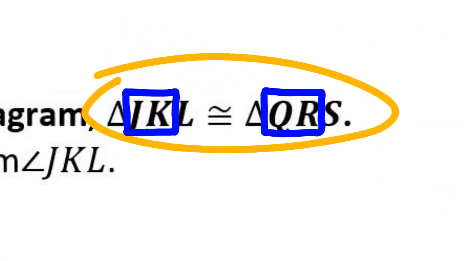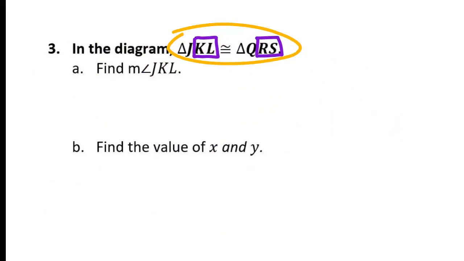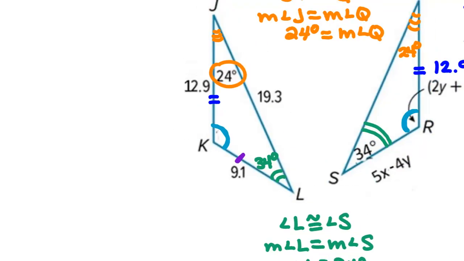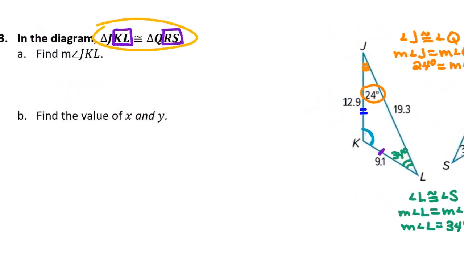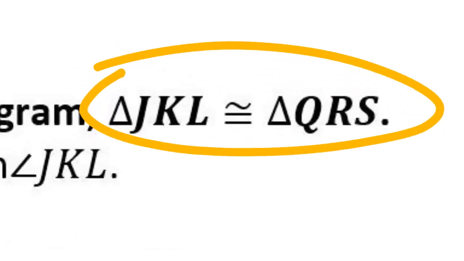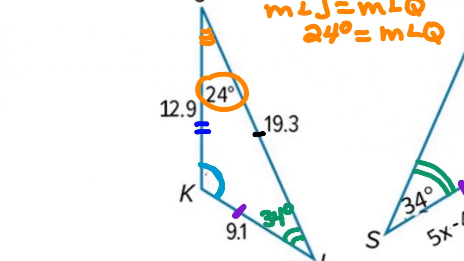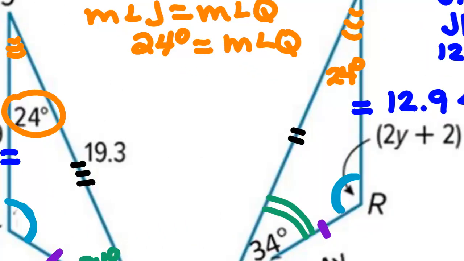What other sides do I know are congruent because of this congruent statement? We did first 2 letters JK and first 2 letters QR. KL has to be congruent to what? RS. KL right here is congruent to RS right here. And finally, what other 2 segments would have to be congruent? JL and QS, first letter and third letter. JL is congruent to the side that is first letter and third letter, QS. So JL is congruent to QS.